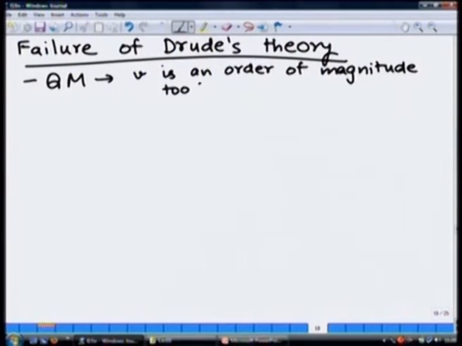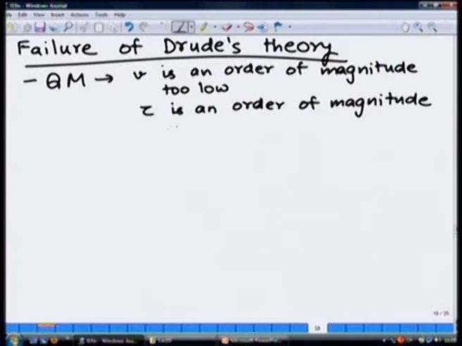compared to what we have taken in the classical theory, whereas tau is in fact an order of magnitude higher than what we have so far taken from reality. The two errors cancelled out and L turned out to be pretty decent. That is where, while it appears that the Drude theory is good, there is a problem.